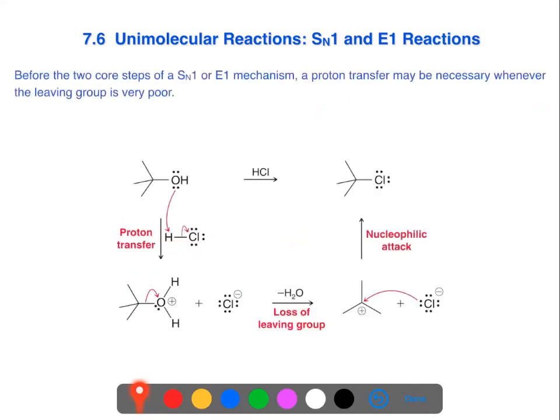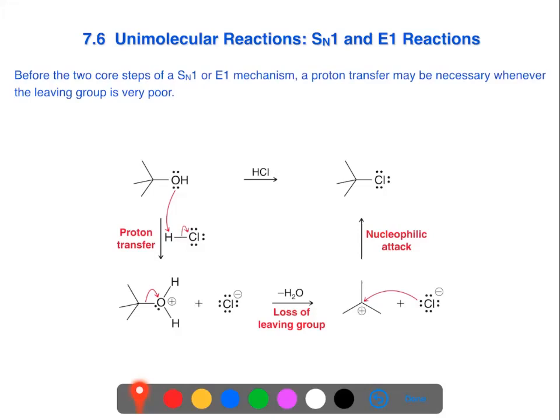Now the SN1 and E1 reactions both begin with the loss of a leaving group to form a carbocation intermediate. After that point, with substitution, you have nucleophilic attack, but with elimination, you have a proton transfer. Now it's possible for additional steps to be involved in the SN1 and E1 reaction mechanisms.